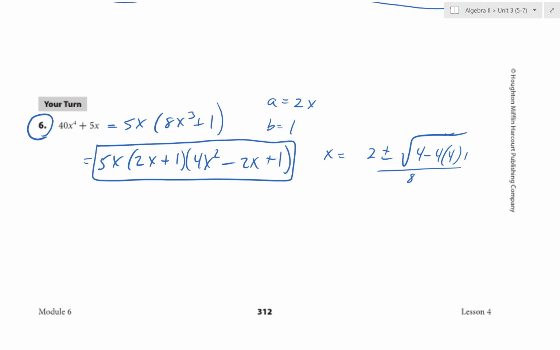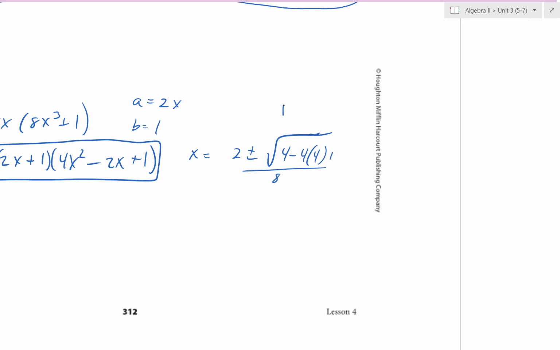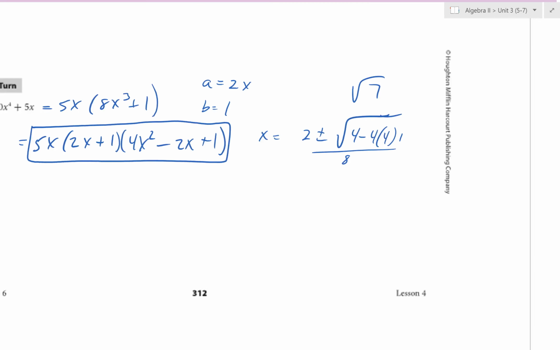Yes? If it's a positive number under the square root, would you still have to simplify it, or is it only when it's a perfect square? Only when it's a perfect square. So if we ended up with, let's say, the square root of 7 under here, that's still irrational, which means it's not going to be factorable. Okay? So it has to be a rational number.